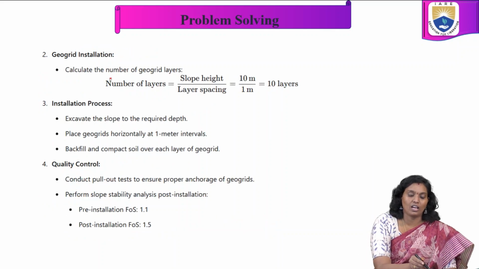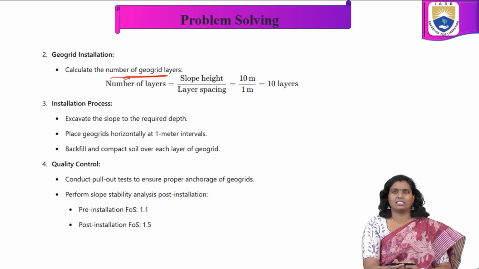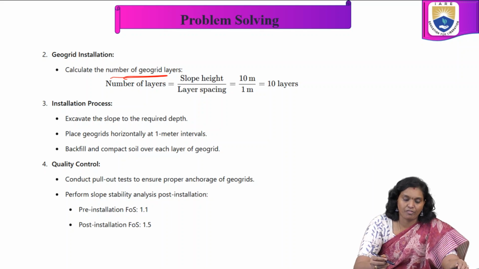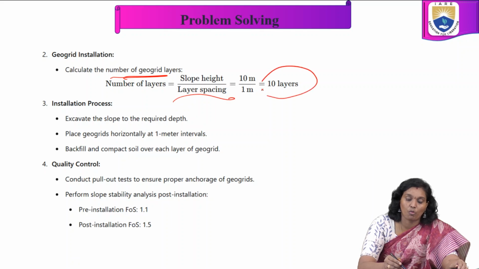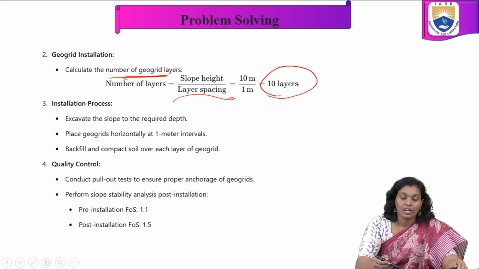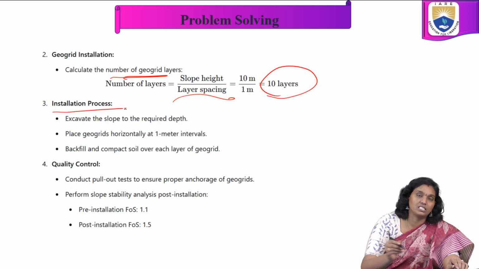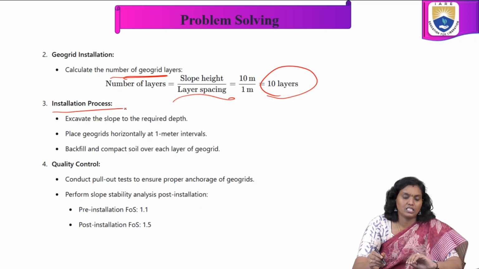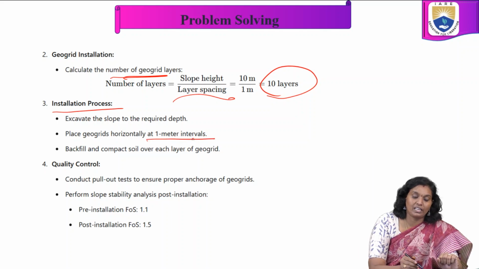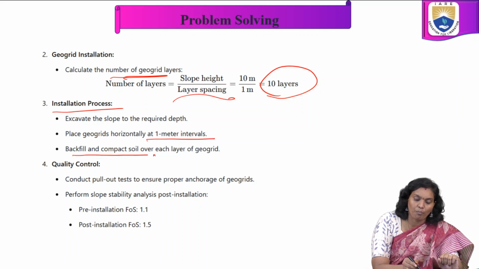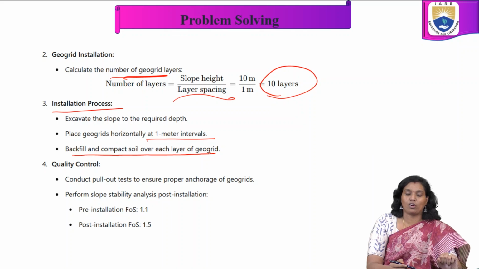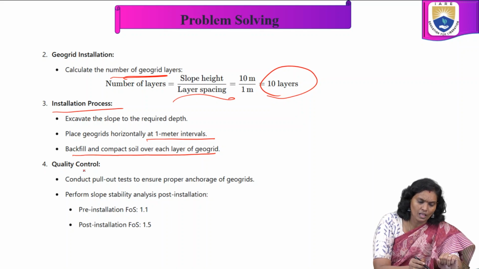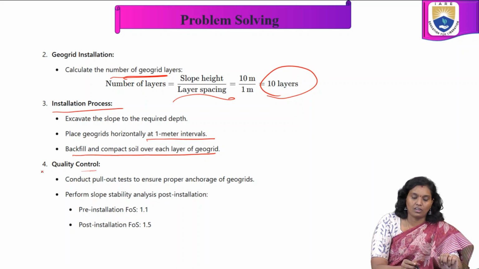First, we calculate how many geogrid layers are required. From the formula, number of layers is equal to slope height divided by layer spacing, that gives how many layers are required. After that, we move on to the installation procedure. In the installation procedure, excavate the slope to the required depth. Place geogrids horizontally at 1 meter intervals. Backfill and compact soil over each layer of the geogrid. So in this, the quality control.